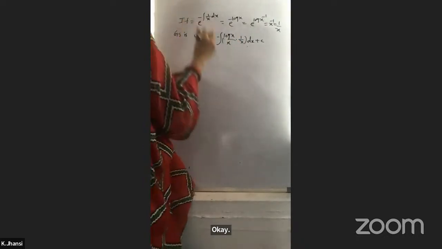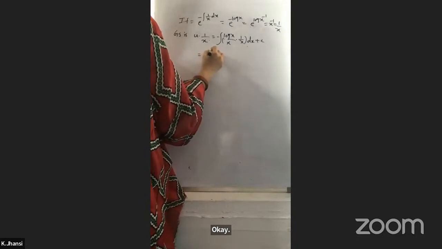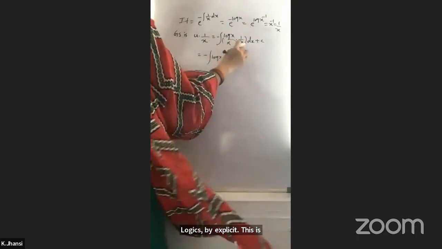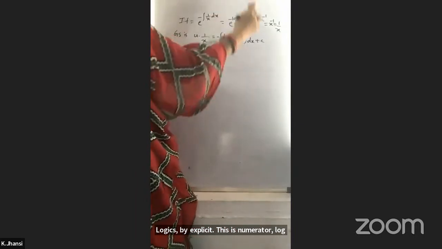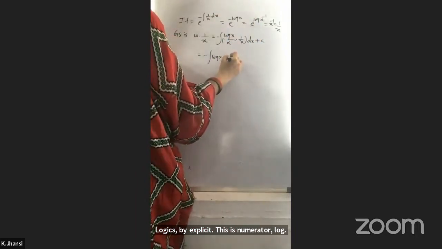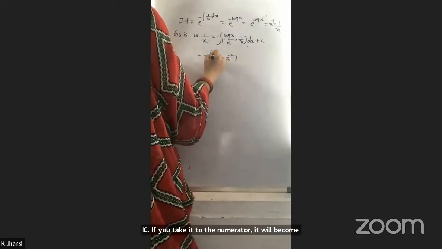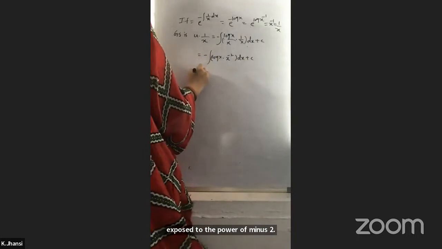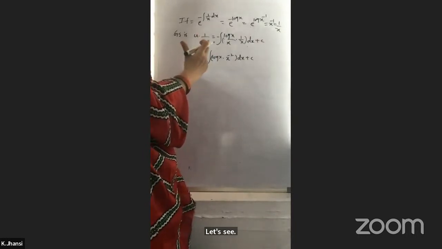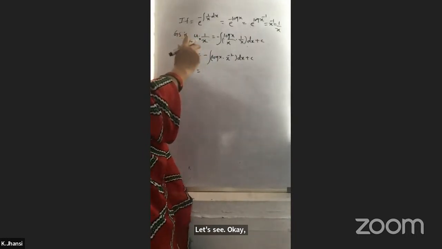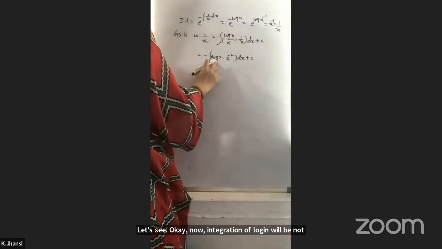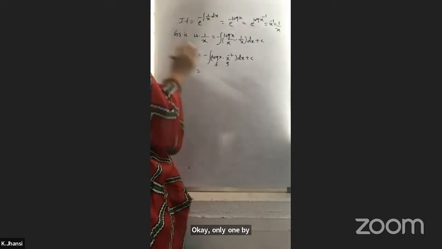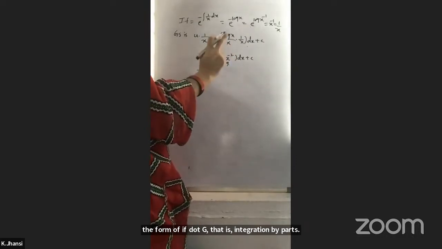Log x by x, we can write this as minus integration of log x into x to the power of minus 2 dx plus c, since log x in the numerator and x into x is x square, taken to the numerator becomes x to the power of minus 2. Now, integration of log x is not available, only 1 by x is log x. So this is again in the form of f dot g, that is integration by parts. Now, apply the integration by parts formula.